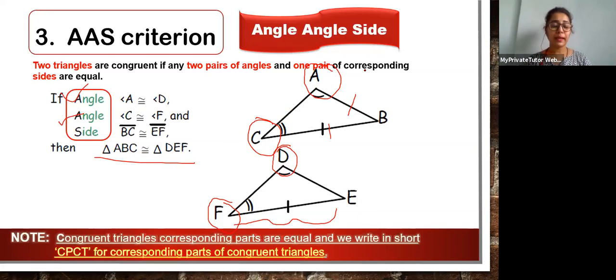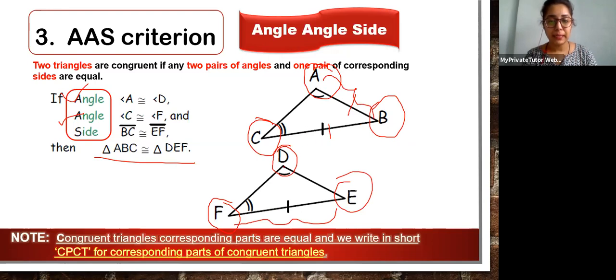Again, the same note: in congruent triangles, corresponding parts are equal, and we write in short CPCT, corresponding parts of congruent triangles. Let me explain what that means once again. Now we have proved that triangle ABC is congruent to triangle DEF, correct? So if both of these triangles are congruent, then angle B is also congruent to angle E, AB is congruent to DE, and AC is congruent to DF, by CPCT, that means corresponding parts of congruent triangles.